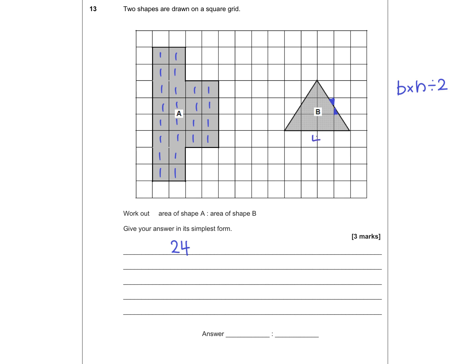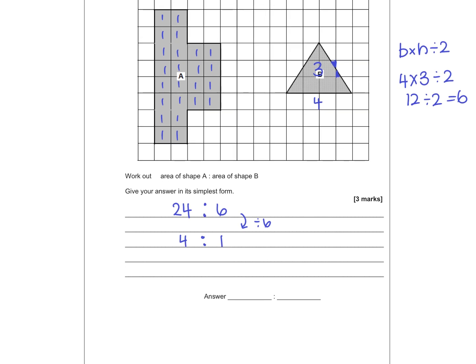So the base of this is 4, and the height of it is 3. So 4 times 3 divided by 2, that's 12 divided by 2, which is 6. So the area of shape B is 6. Now 24 and 6 are both in the 6 times table, so we can divide both sides by 6, and we're going to end up with 4 to 1. All right, and then that's what they're looking for on the answer line in its simplest form, 4 to 1.